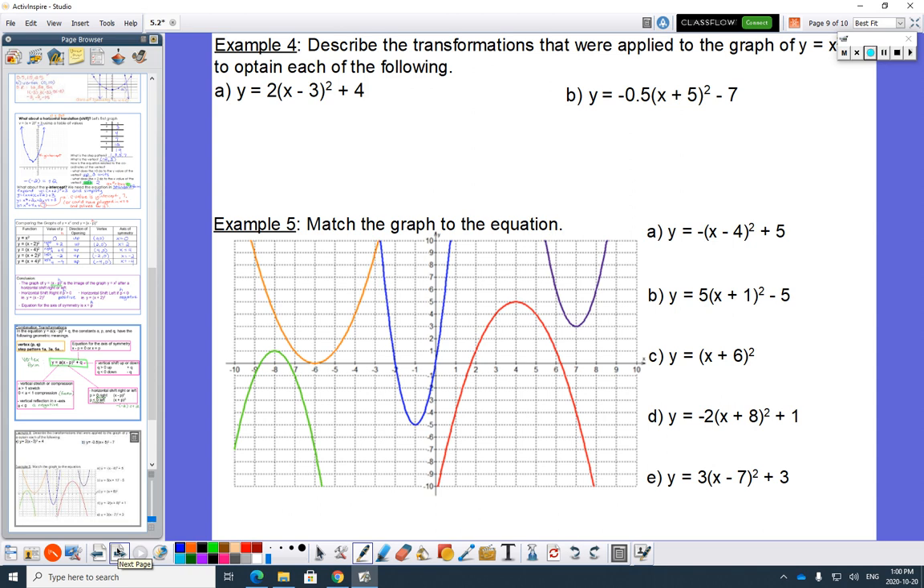Okay, so these two questions are a certain type of question. When you are asked to write about the transformations, I recommend that you just go in order, okay? So I'm going to use different colors to emphasize that. So here, this number affects the stretching.